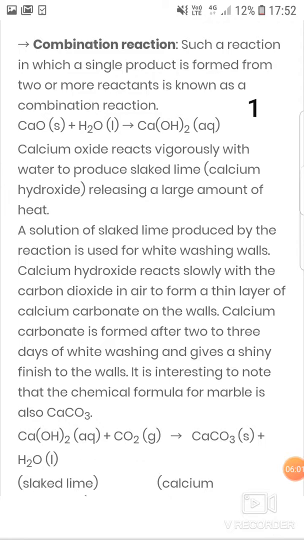Ca(OH)2 aqueous plus CO2 gas after reaction gives CaCO3 solid plus H2O. That is calcium hydroxide aqueous, when mixed with the carbon dioxide in air, after 2-3 days of reaction, dries up and gives calcium carbonate in solid and water, that is H2O, in liquid. So the slaked lime reacts with the carbon dioxide in the air and gives calcium carbonate and H2O. This is called a combination reaction.